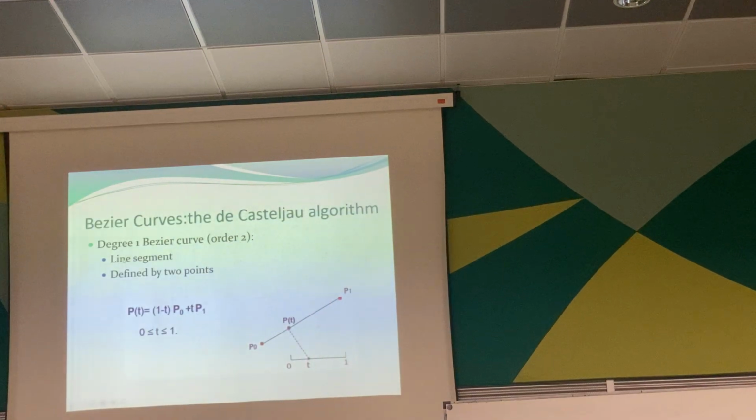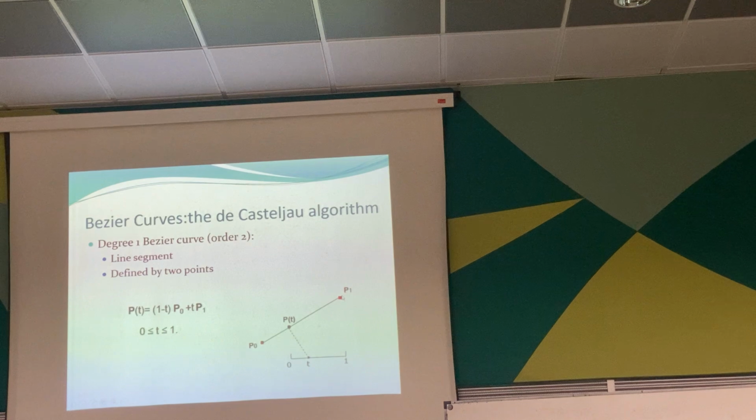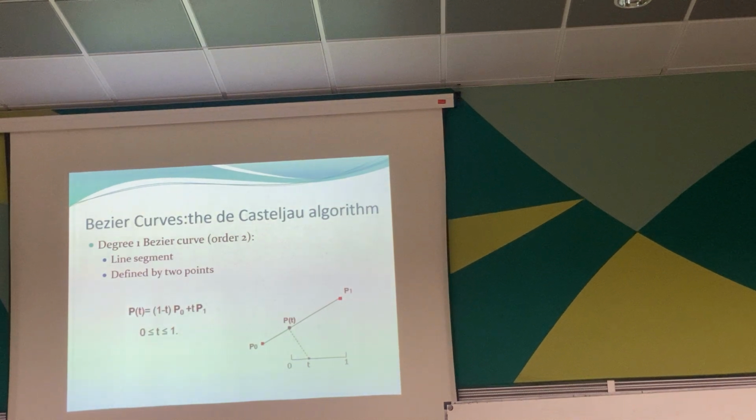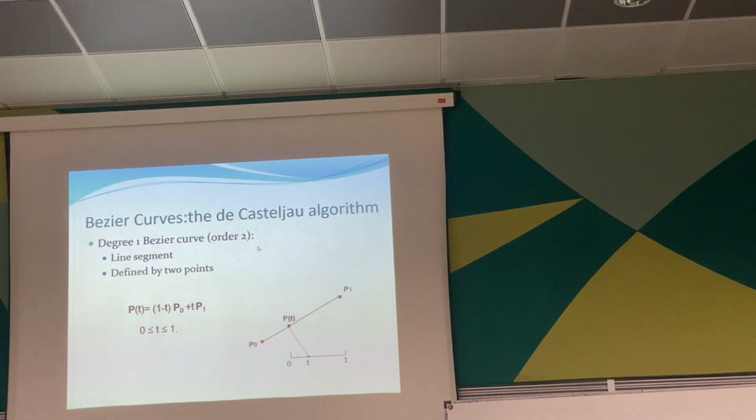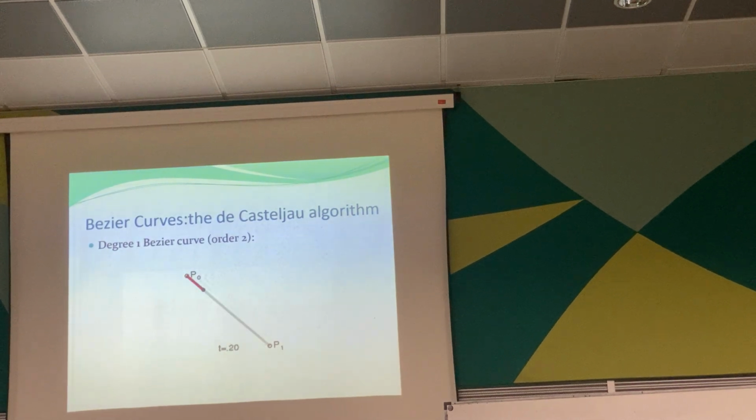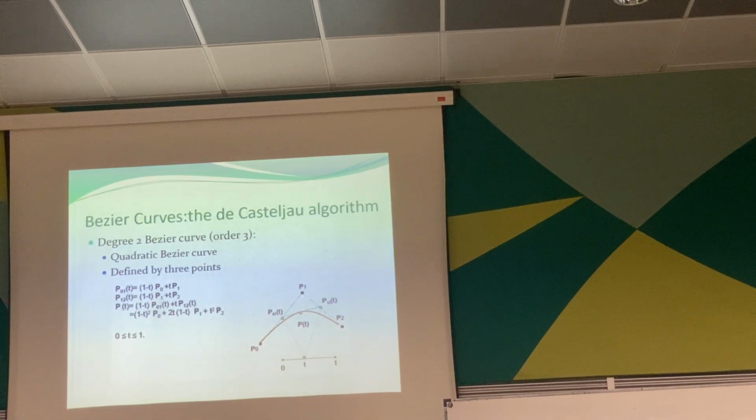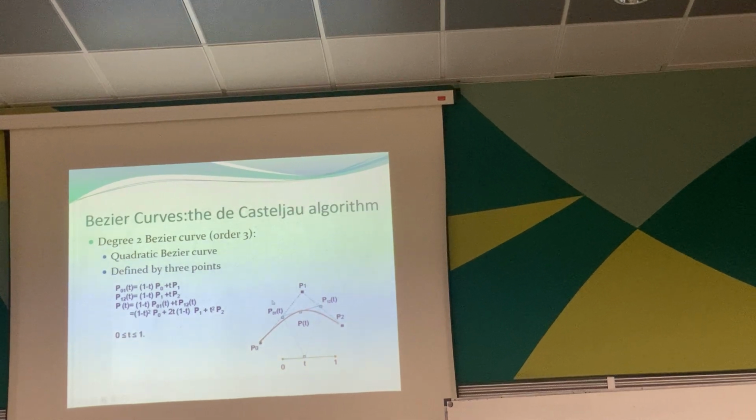With order 2, you just do linear interpolation. Define the 2 points in your polynomial function, then you can get your point at time t, and you will get a straight line. This is degree 1, meaning n goes from 0 to 1, that's why you only have P0 and P1. Now we go to degree 2, which we also call order 3, meaning you have 3 control points. Then it gives you a quadratic.